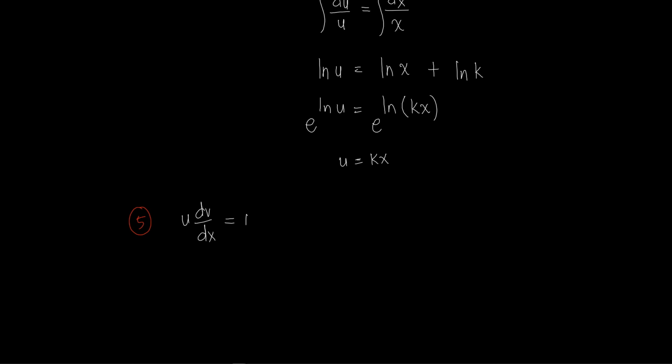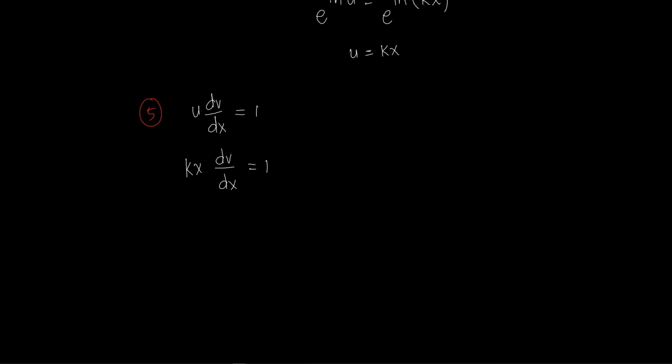Then we substitute our u here. It becomes kx dv over dx is equal to 1. Then step 6, we still solve this to get v. We move the dx to the other side. So for step 6, we solve again using variable separable. So we move it to the other side.